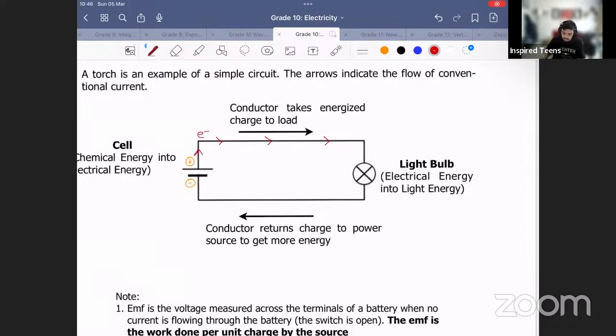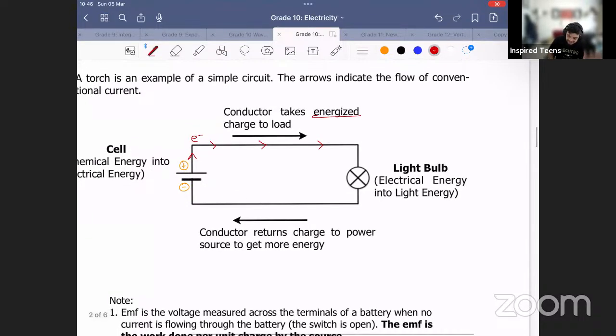But yes, we have the conductor, which takes the energized charge to the load because the load needs that energy. So what is the load? In this case, the load is the light bulb. The light bulb takes that electrical energy traveling along the conductor and converts it into light energy. It could be converted into sound energy, chemical energy, anything that's required. Thereafter, the conductor returns the charge to the power source to get more energy.